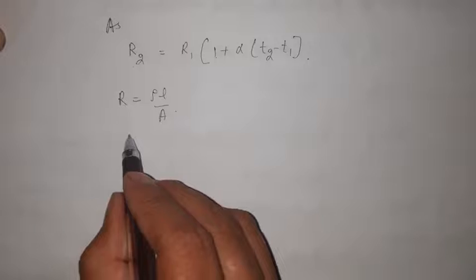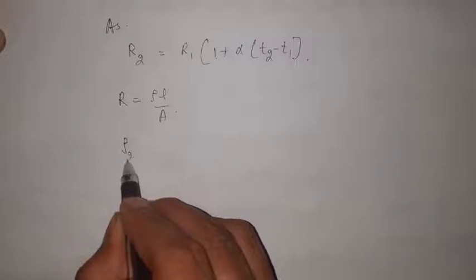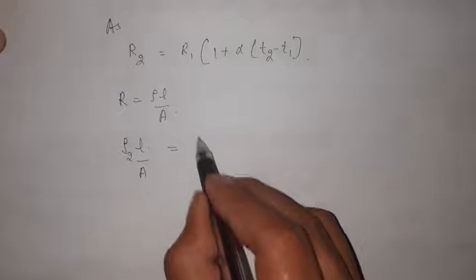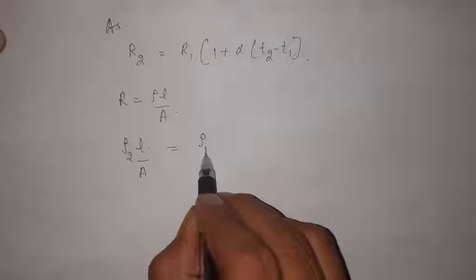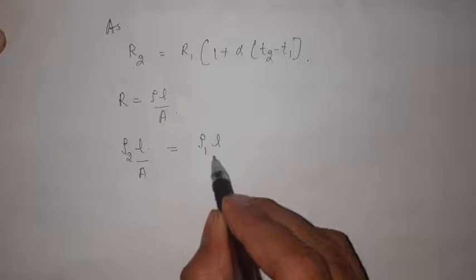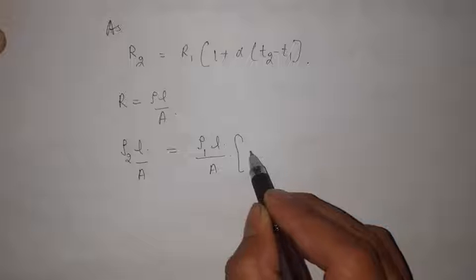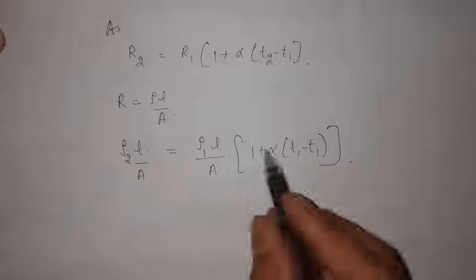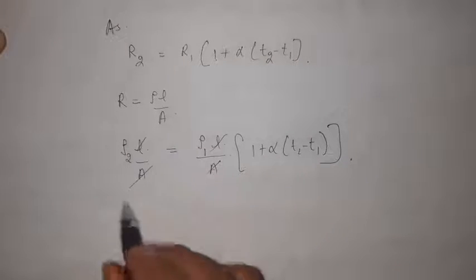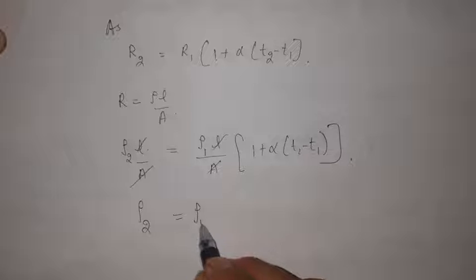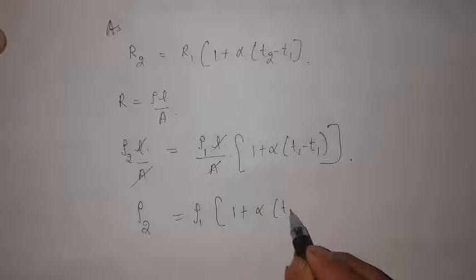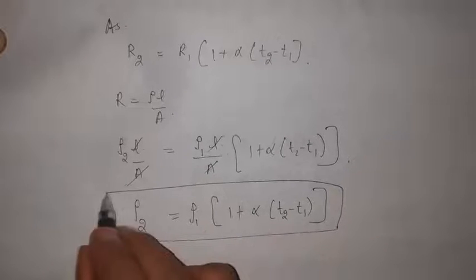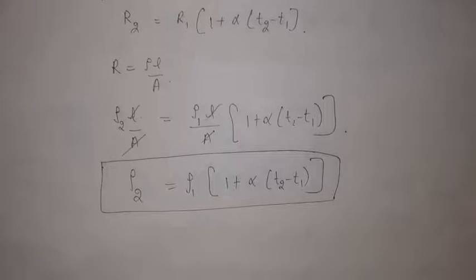So R2 is the resistivity at temperature T2, with the same length and area, while R1 is the resistivity at temperature T1, times length upon area. So it is 1 plus alpha into T2 minus T1, in square bracket. A cancels, and we get rho 2 is equal to rho 1 into 1 plus alpha into T2 minus T1. This is the variation of resistivity with temperature.